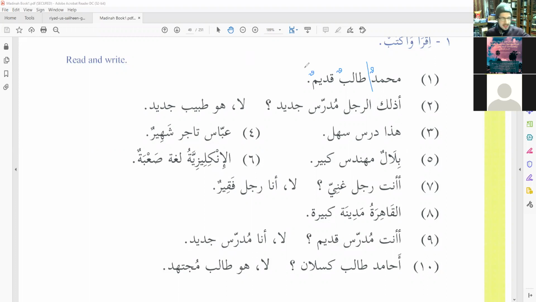I don't know what qadim means actually. Muhammad is some sort of student, but that means we learn. Qadim means old. Okay. And qadama is one of those roots. There are some roots in Arabic that have more than one meaning, and those two meanings are the opposite.